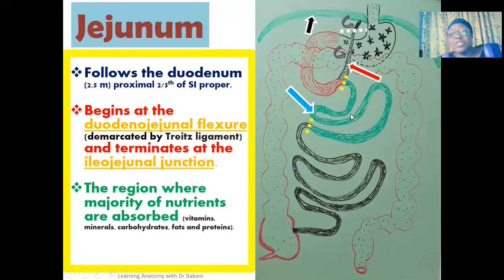Also, in the jejunum, the majority of nutrients are absorbed. In the jejunum, we have the absorption of vitamins, minerals, carbohydrates, fats, and also proteins. So the majority of the absorption of nutrients occurs in the jejunum.